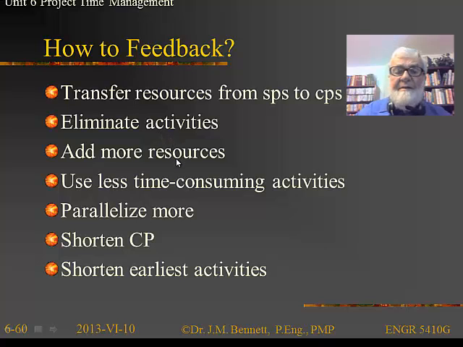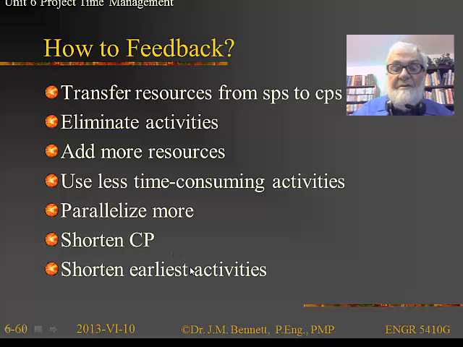We can always add more resources. That's true. That's going to drive up the cost. Is that okay? We can try less time-consuming activities, and again, that has to be consistent with quality. If we need to shorten the time, if we've got the resources, we can parallelize the work activity. We'll talk about that. We can try to shorten the critical path, or in other words, crash the critical path, and we'll talk about that in a moment.